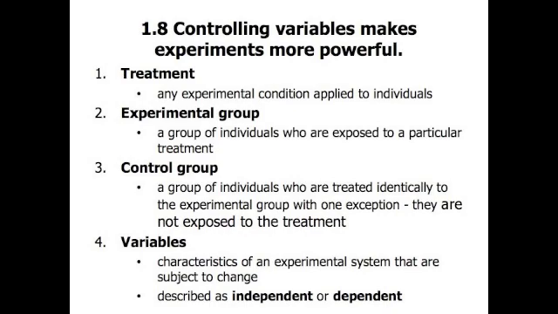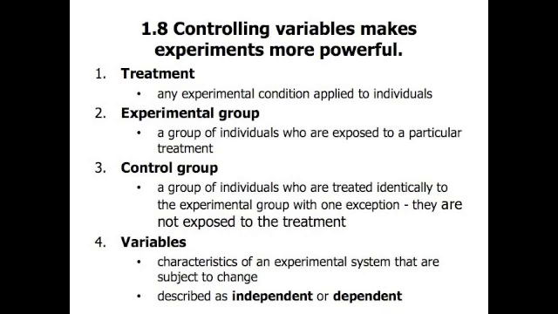Variables are the characteristics of an experimental system that are subject to change. In an experiment, the variables can be described as either independent or dependent. An independent variable is some entity that can be observed and measured at the start of a process and whose value can be changed as required. As an example, the independent variable might be the amount of echinacea a person is given.